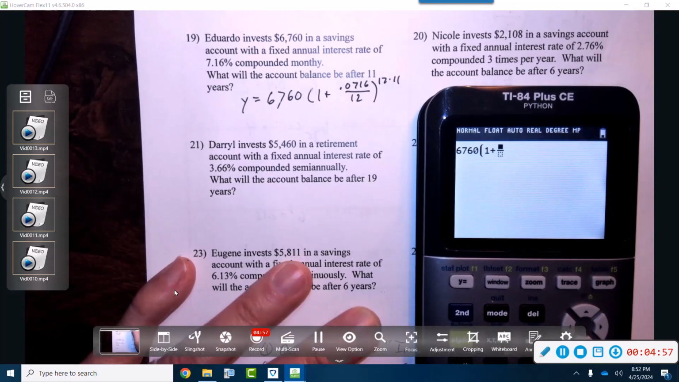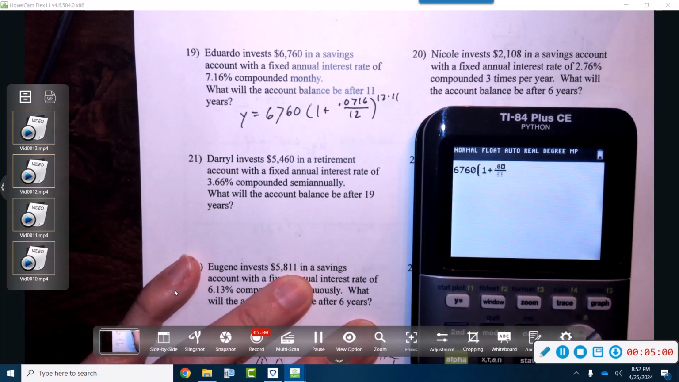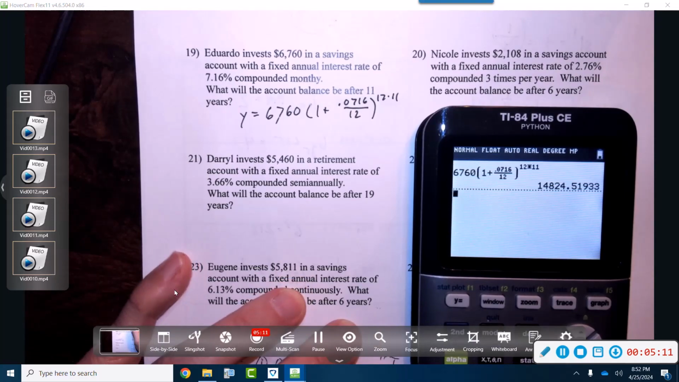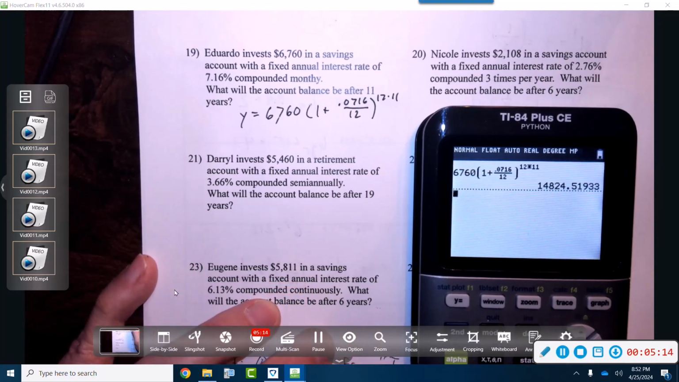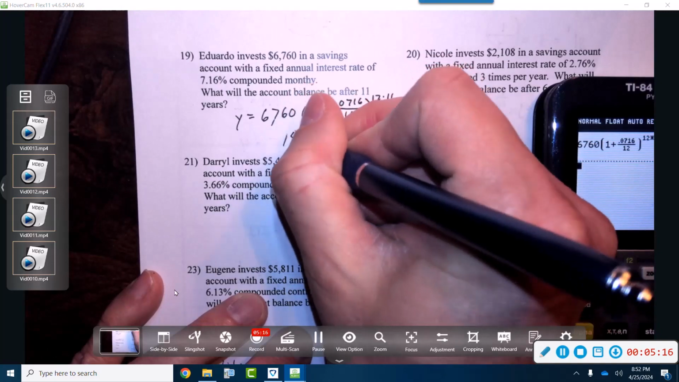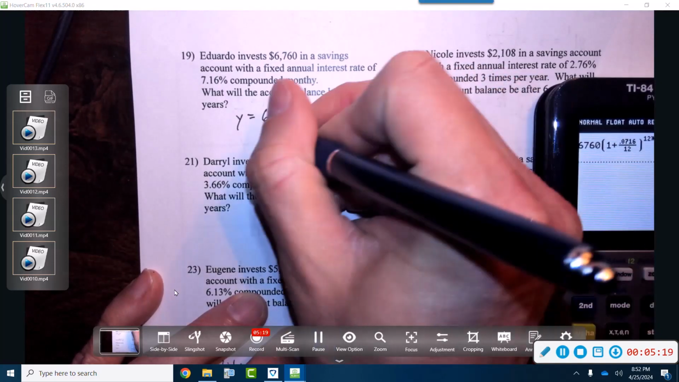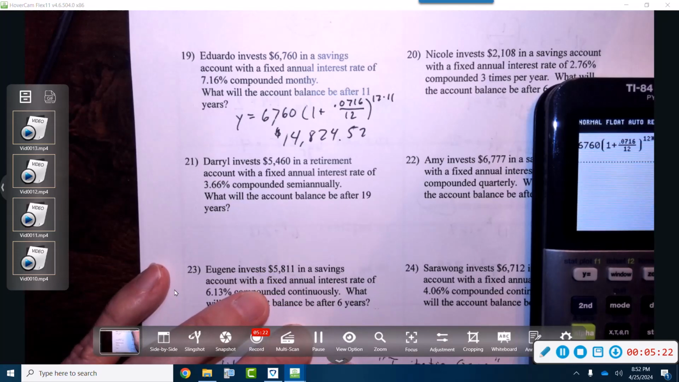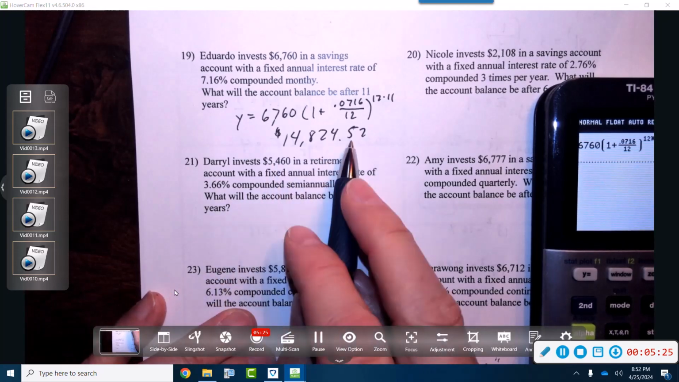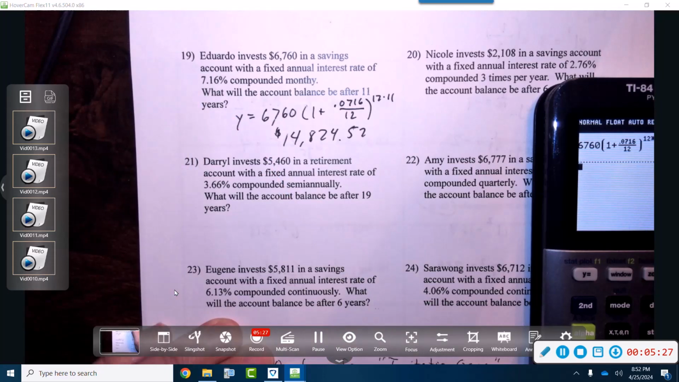1 plus 0.0716, we're going to divide by 12. We're going to move that up, and we're going to do 12 times 11 years. And my answer is $14,824.52. All right, that's pretty good considering that percentage. Let me just double check. It's about 2.5 times the initial amount, and we are good.